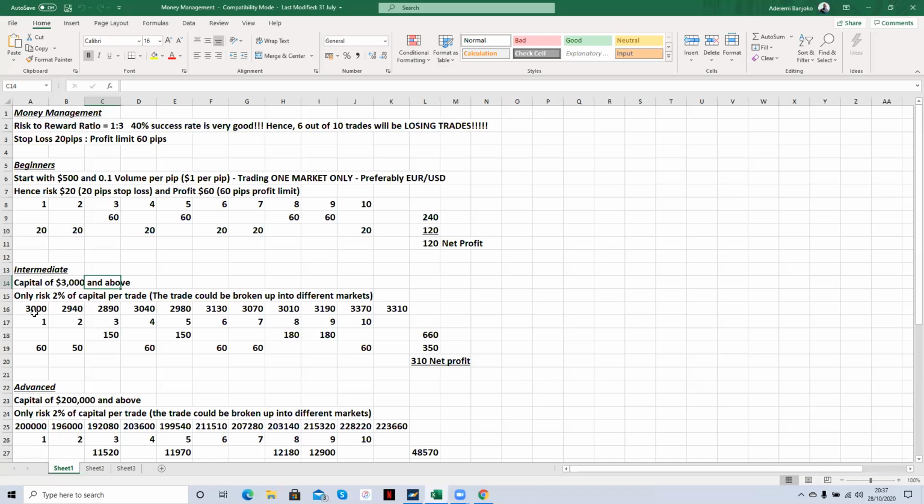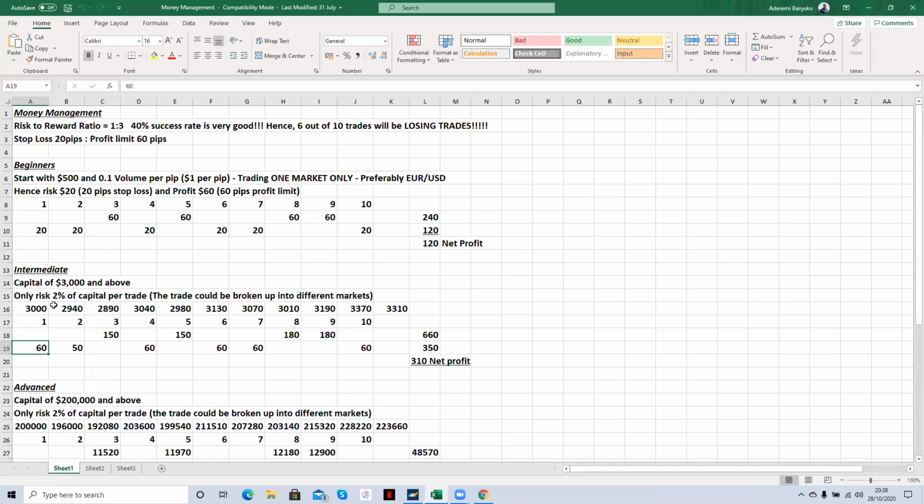So it will be 2%. Like here, the first trade is 2% of 3,000. That means for your first trade, you can afford to lose $60 on this trade. And you can see when it drops down to 2,890, where you're now going to place your trade, it will be 2% of 2,890. So it's always 2% of whatever capital you have in your account, and that's what you risk per trade.